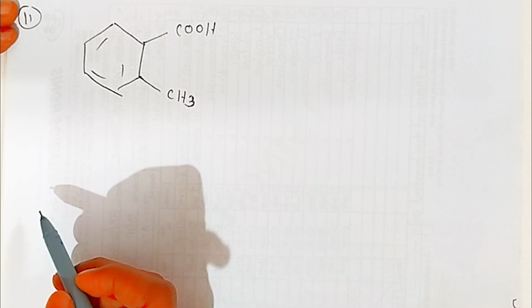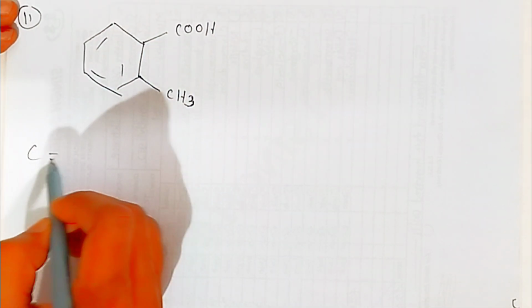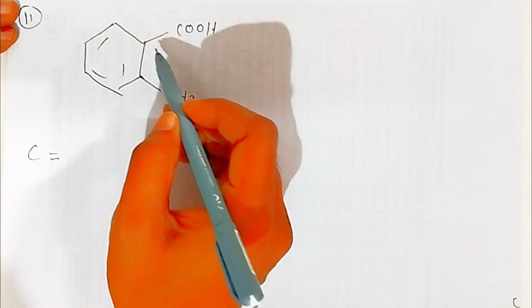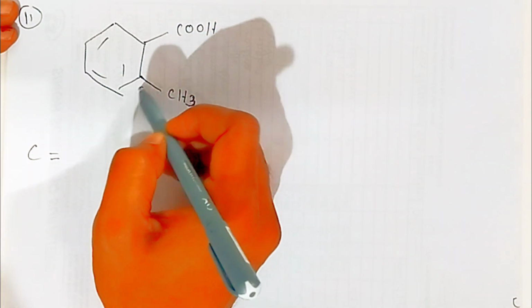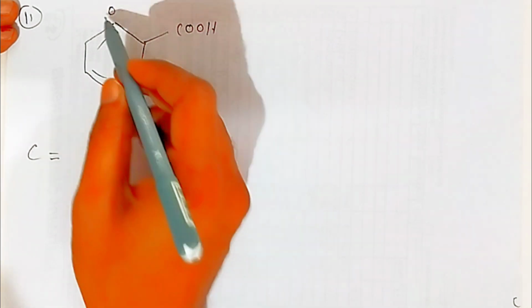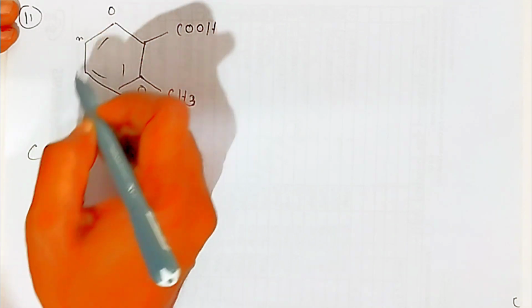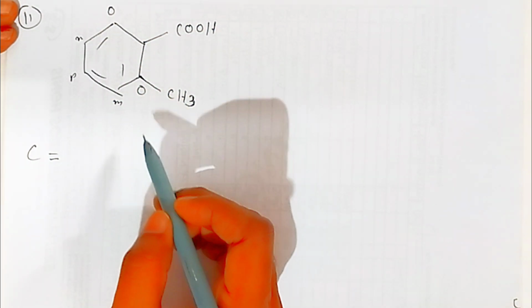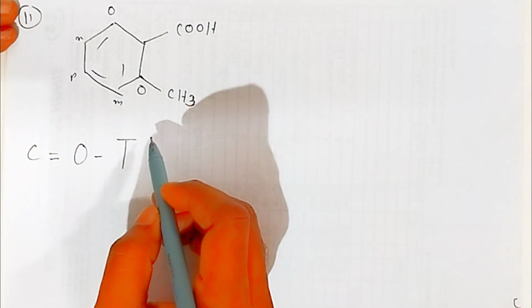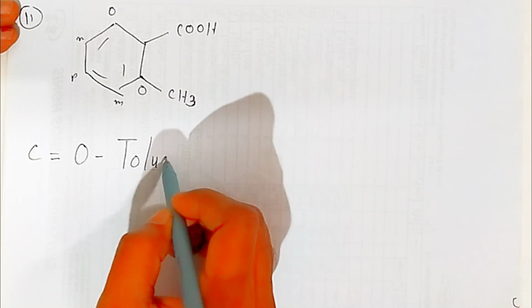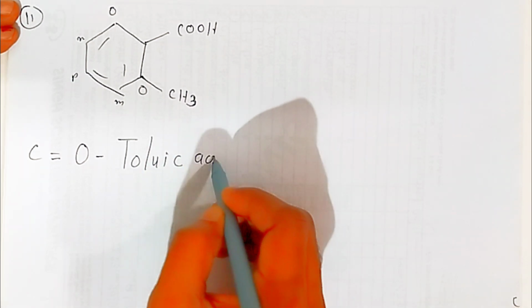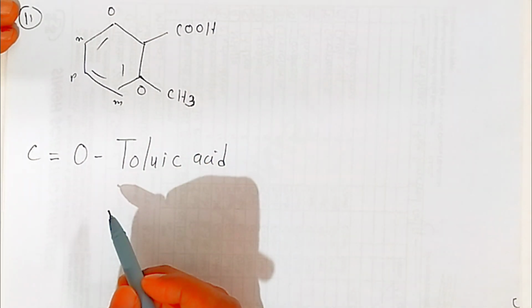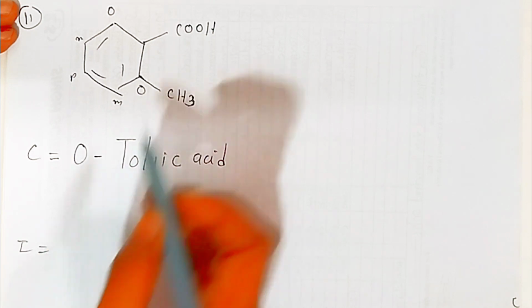So what will be the common name, students? If a methyl group is attached to benzoic acid, in the common name, the position next to the carboxyl carbon is ortho, then meta, and then para. So we call it ortho-toluic acid. Ortho-toluic acid.